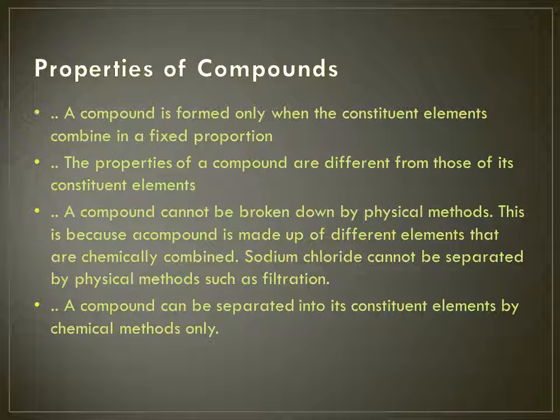Properties of compounds. A compound is formed only when the constituent elements combine in a fixed proportion. The properties of a compound are different from those of its constituent elements. A compound cannot be broken down by physical methods. This is because a compound is made up of different elements that are chemically combined. Sodium chloride cannot be separated by physical methods such as filtration. A compound can be separated into its constituent elements by chemical methods only.